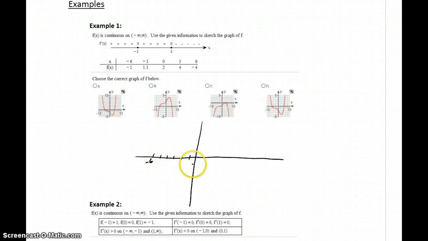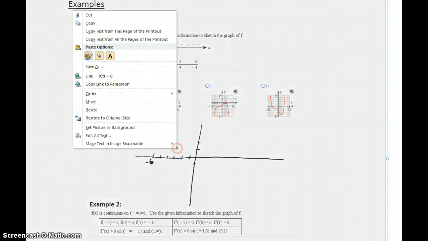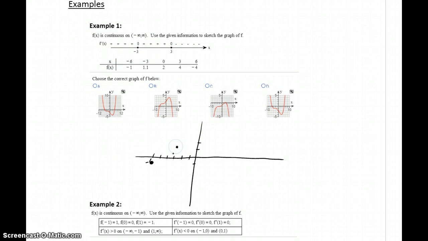So at -6, we have a function value of -1. So our first point would be at -6, -1. Our second function value would be at x equals -3, 1.1, so just a little bit above 1. At 0, we have a function value of 2. At 3, we have a function value of 4. And at 6, we have a function value of -4. So we can start by plotting those points.